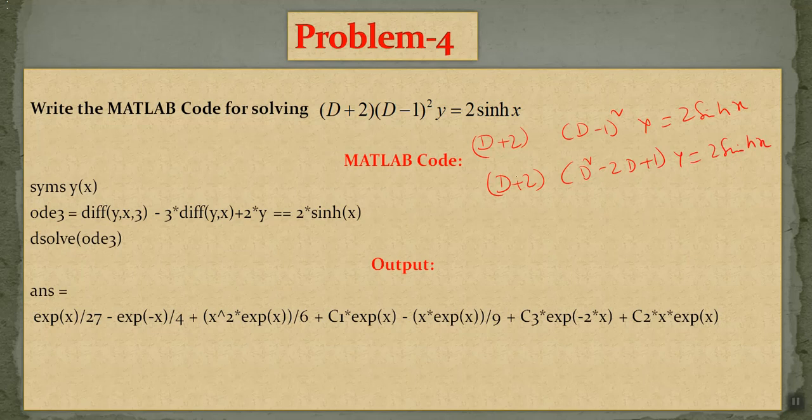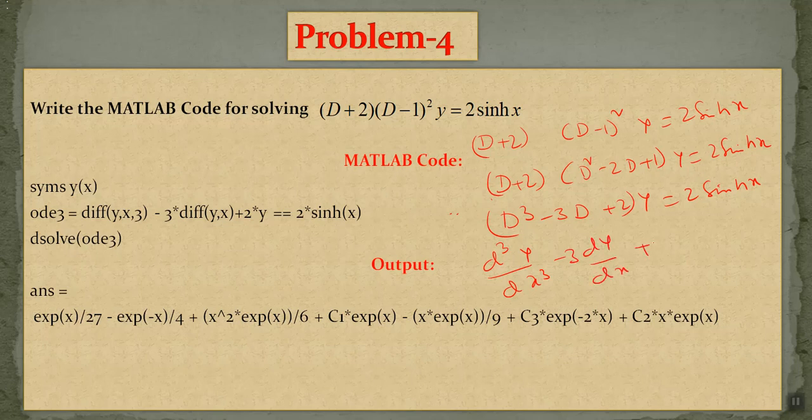Okay. So multiply d cube, d square term minus 2 and plus 2, both are cancelled. Now d coefficient, here d 1 into d and minus 4d. So minus 4d plus 1d is minus 3d, minus 3d, constant is plus 2 into y equals to 2 sin hx. So this is nothing but d cube y by dx cube minus 3 dy by dx plus 2y equals to 2 sin hx.